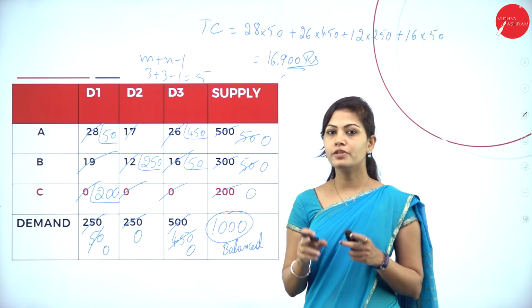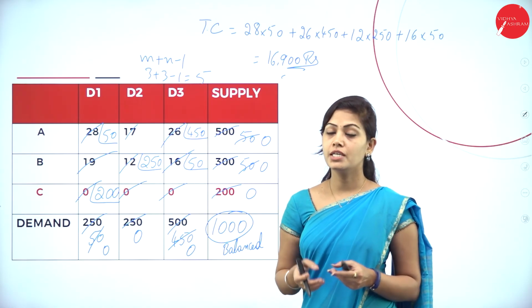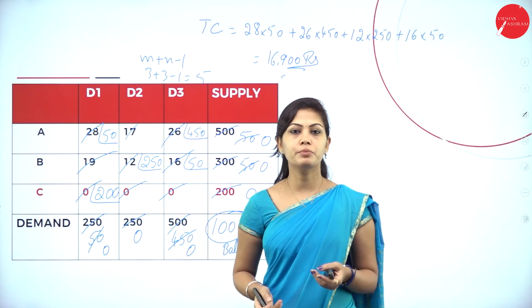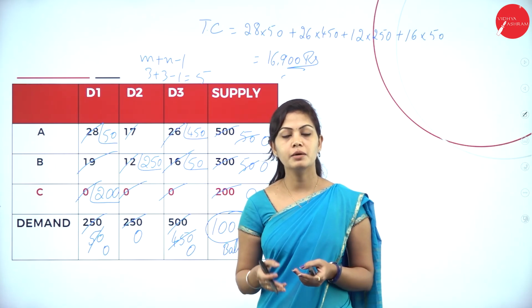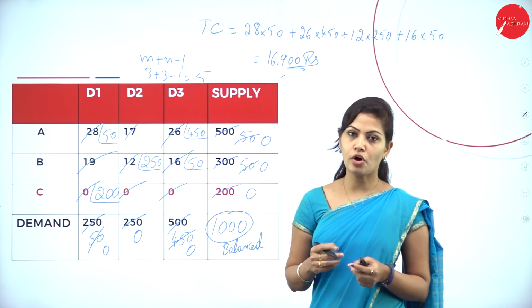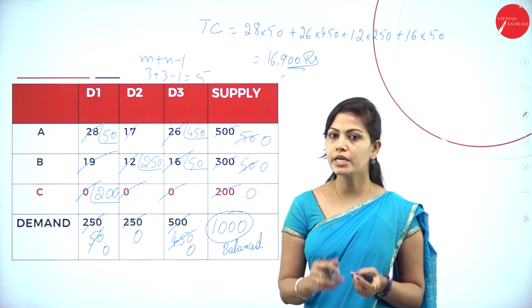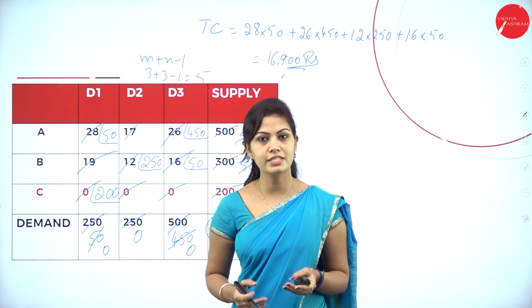So, this is about your least cost method, balanced and unbalanced problem. If it is balanced, directly you can proceed. If it is unbalanced, please make it balanced by adding dummy row and dummy column according to the requirements. Least cost method is giving better procedures than northwest corner method.